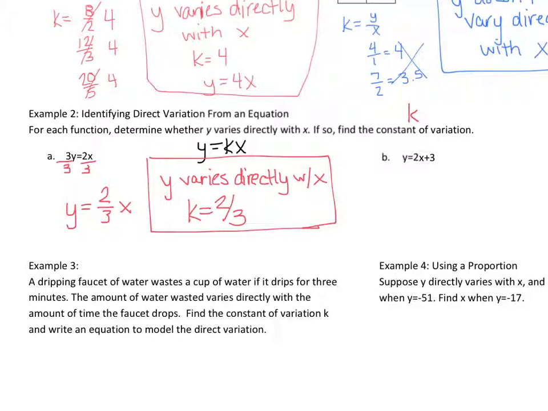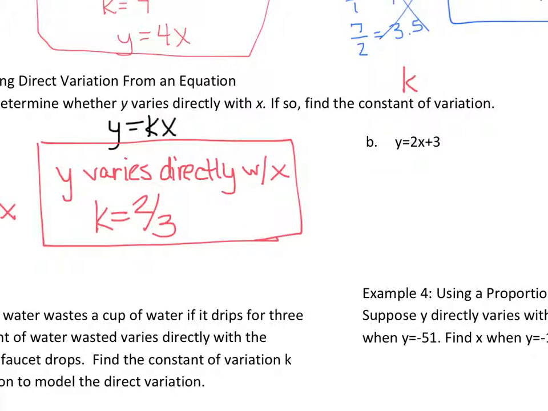All right. Now the next one, it's already done. It's already in y equals. Okay, so does it look like our formula? What's the no part? Plus 3. That plus 3, okay? That means no direct variation. See, I got that wrong.